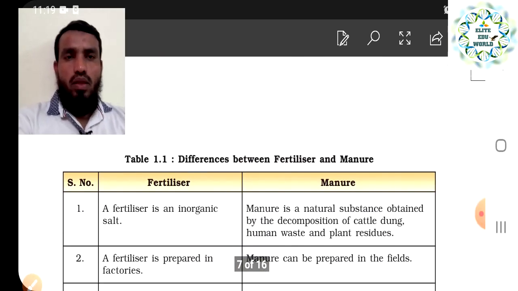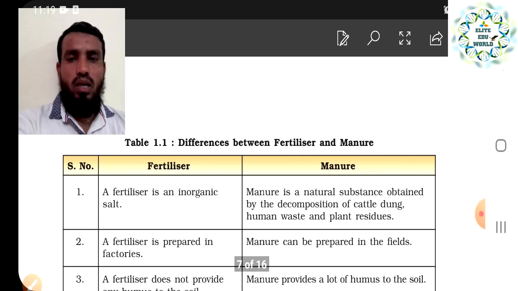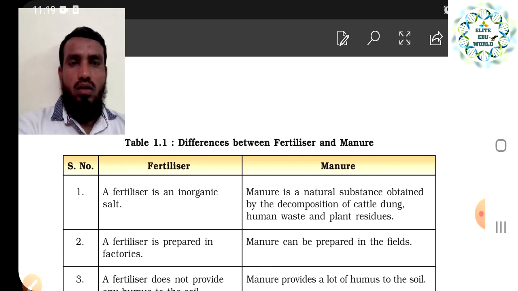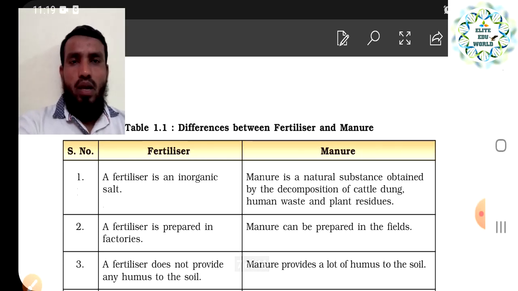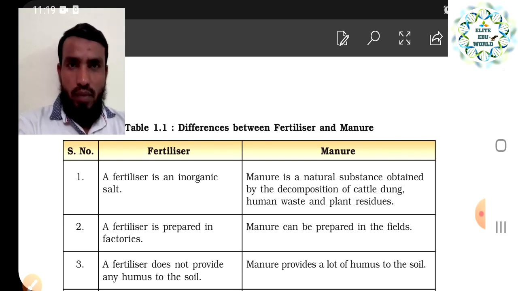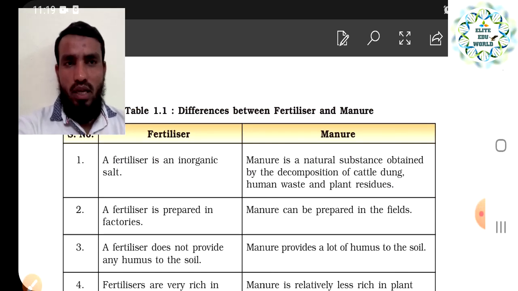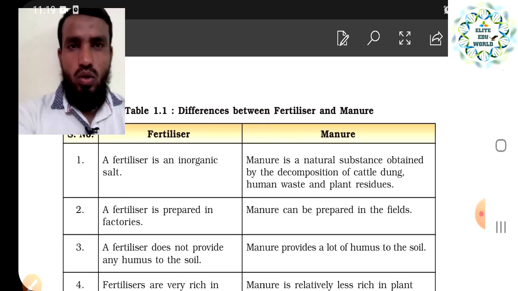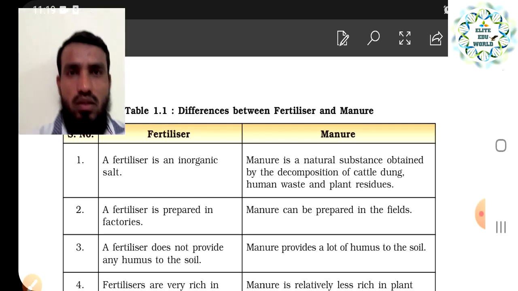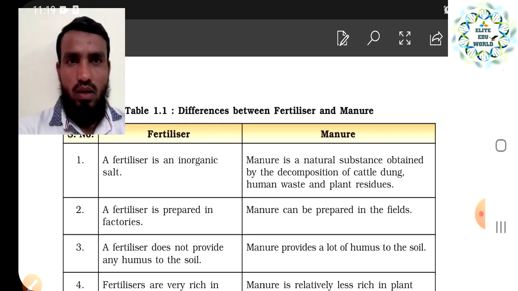So now on the next page there is one comparison graph, or in the box we can compare what the differences are between fertilizers and manure. So if you understand all these points, you will better understand what fertilizers are and what manure is, and which is good and which is bad, and which differences are there between these two things.